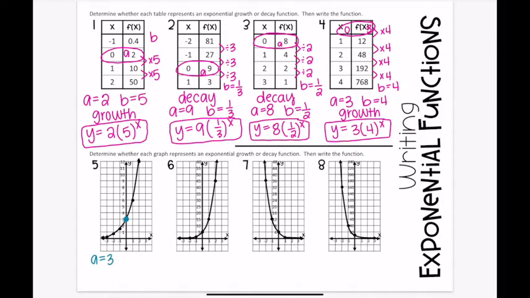Okay, now to find my b, I've got to find some perfect points. So I see some perfect points here. Basically all I have to do is determine what am I multiplying by to get from one y value to the next perfect point's y value. So from 3 to 6, if I'm going to multiply and get from 3 to 6, I'm going to have to multiply by 2. So my base is going to be 2.